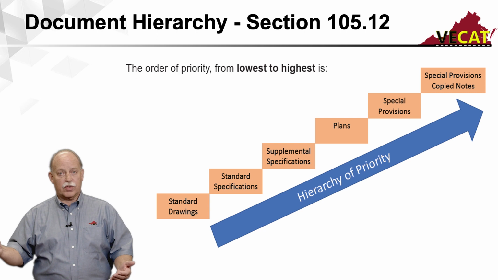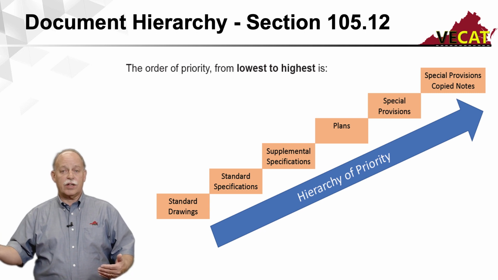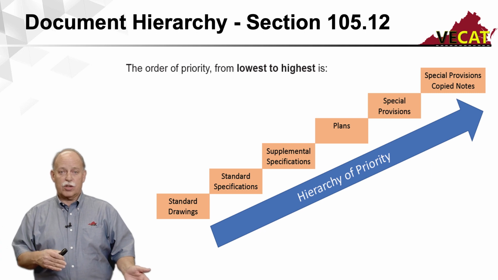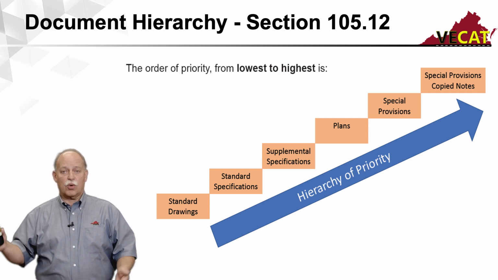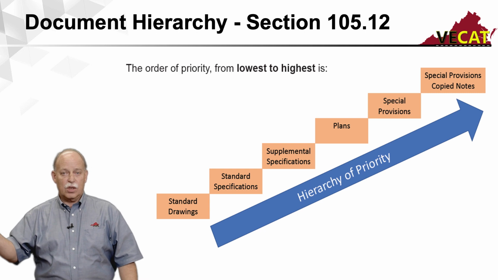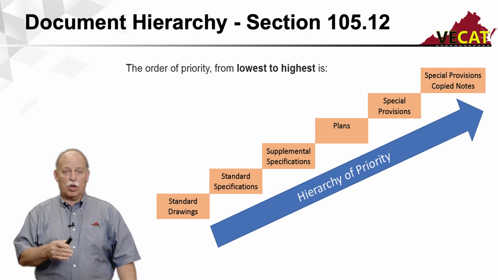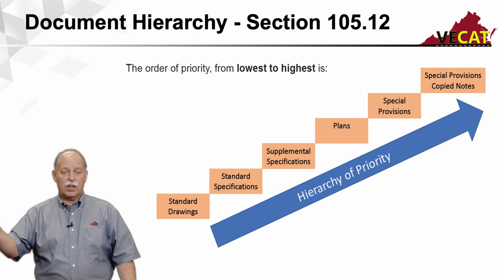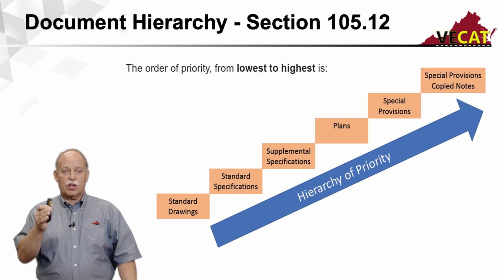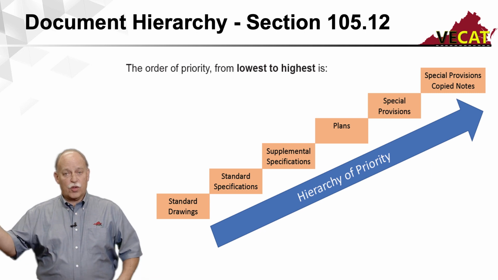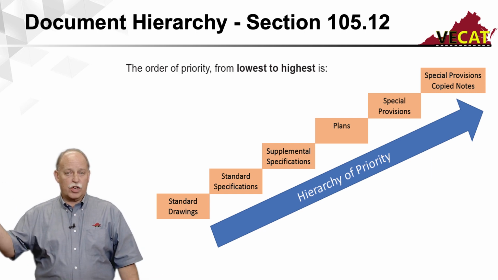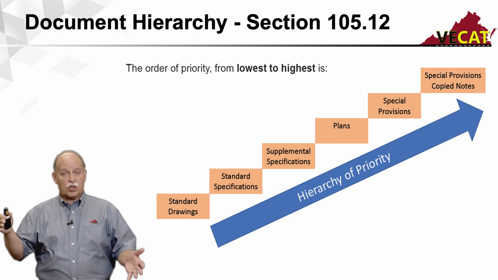So supplemental specifications, as it says, those were written to override or to supplement something in the standard specifications. And then as you move up, as I said earlier, the plans are specific to the project. So it's logical that anything that's on those plans will override anything in that hierarchy below that. So anything that's on a plan set will override the supplemental specs, could override the standard specs, or could override the standard drawings.